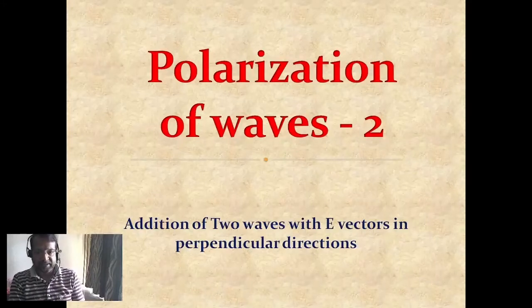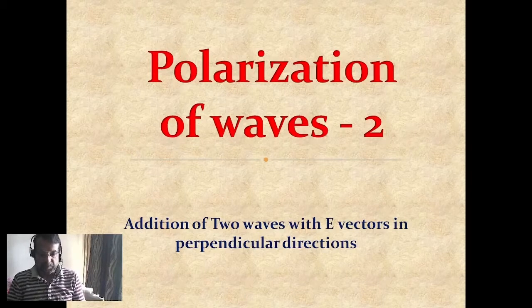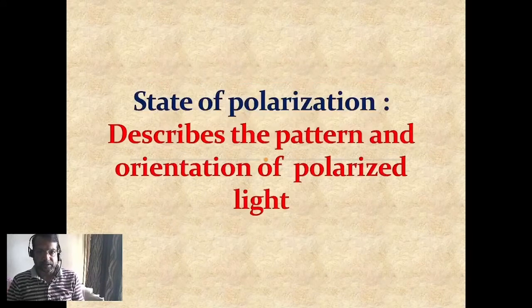Hello everyone, in this video I am going to visualize the concept of addition of two waves with their E vectors in two perpendicular directions. In particular, what state of polarization results when we combine two vectors in perpendicular directions.